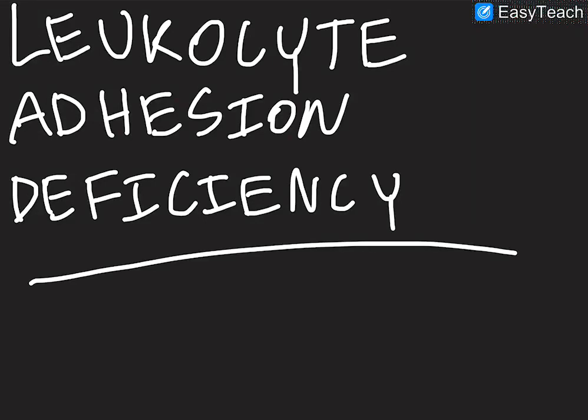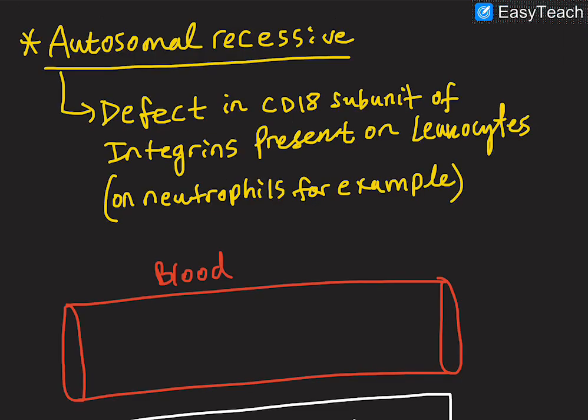In this video, we'll be talking about leukocyte adhesion deficiency, okay? Let's go and get started. First things first, when we're talking about leukocyte adhesion deficiency, there's multiple types. We'll be talking about type 1 in this video because that's the most common. Leukocyte adhesion deficiency is autosomal recessive, so that means you need the defective copy from both your parents to get it.